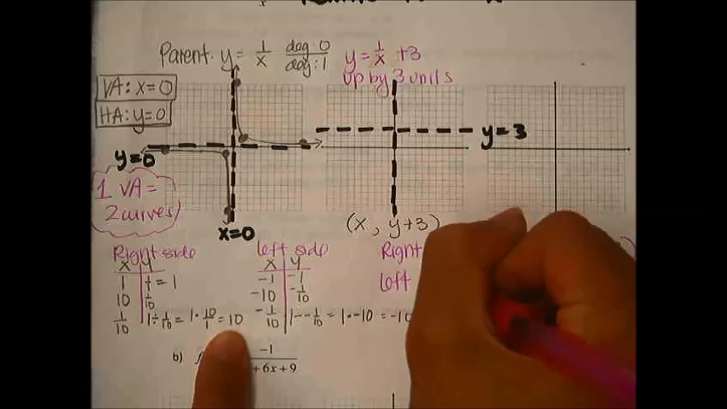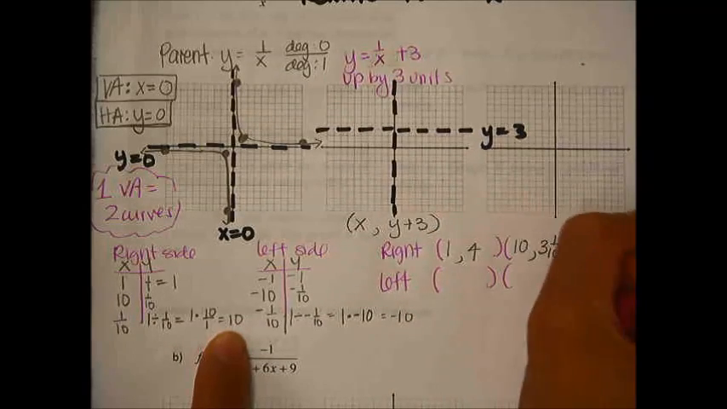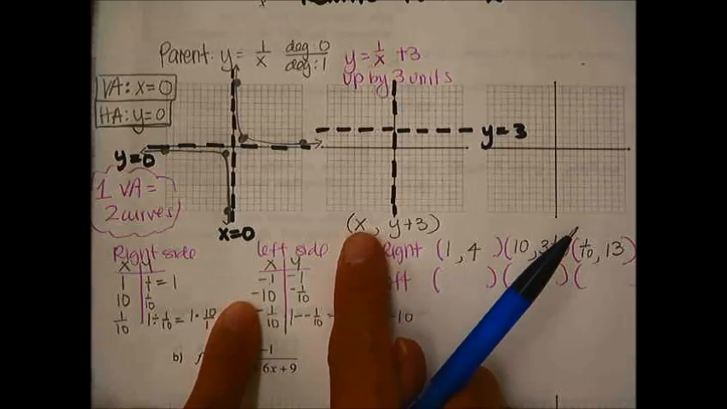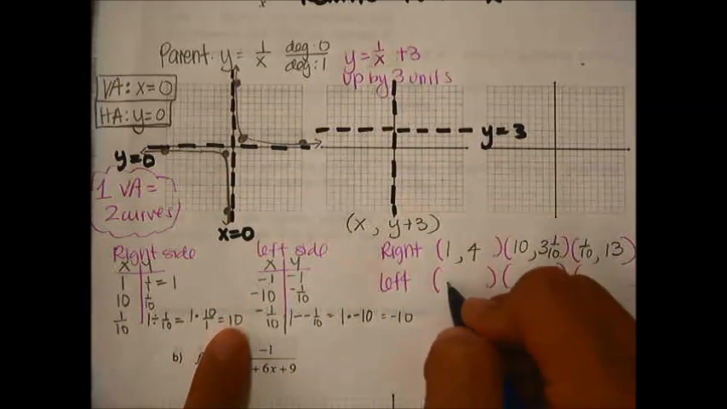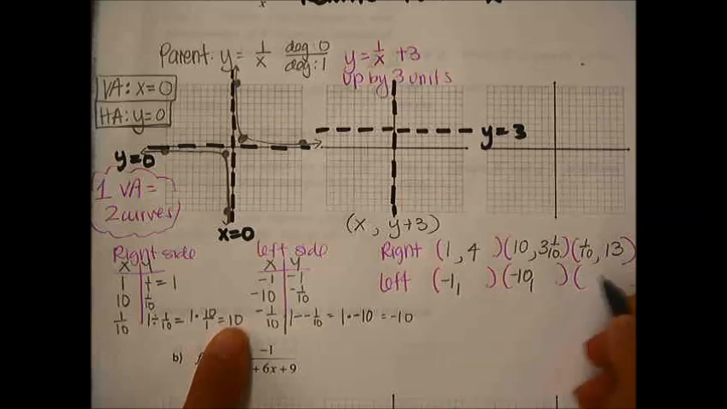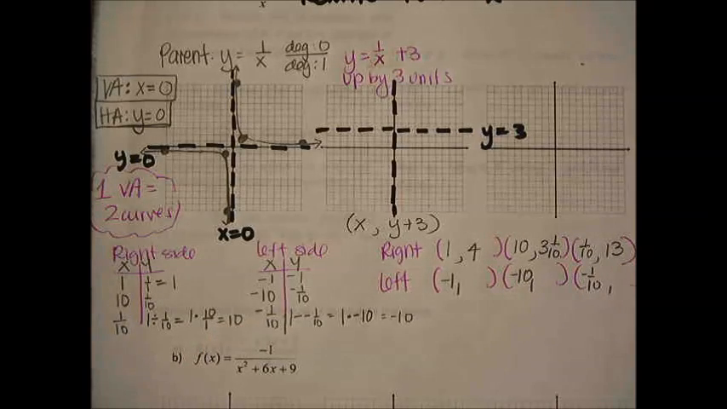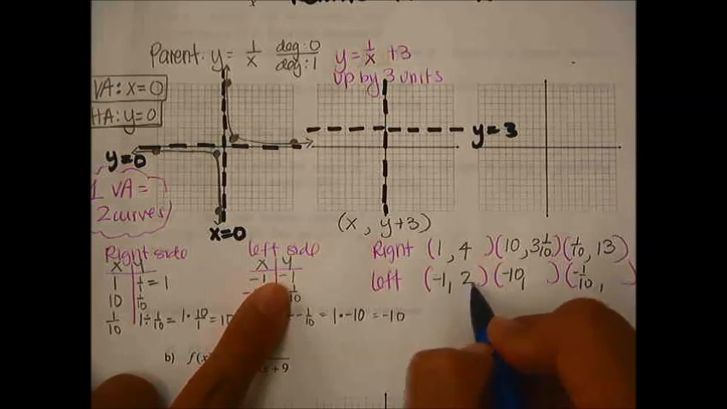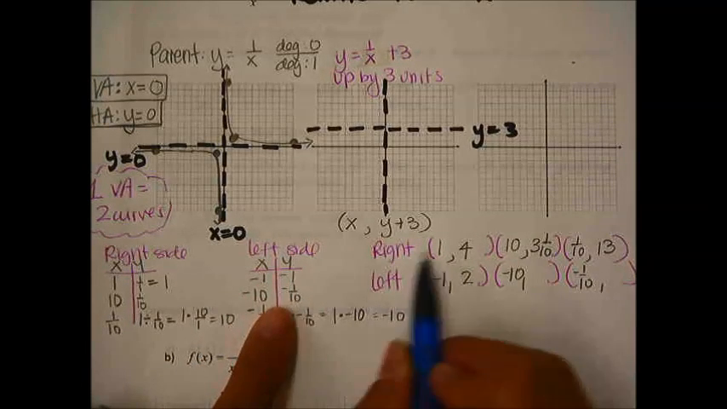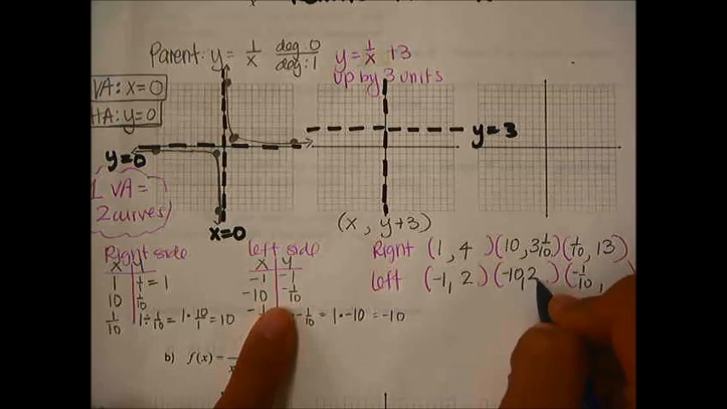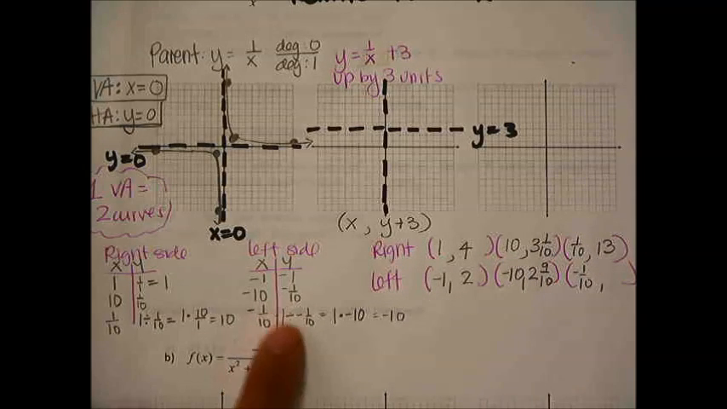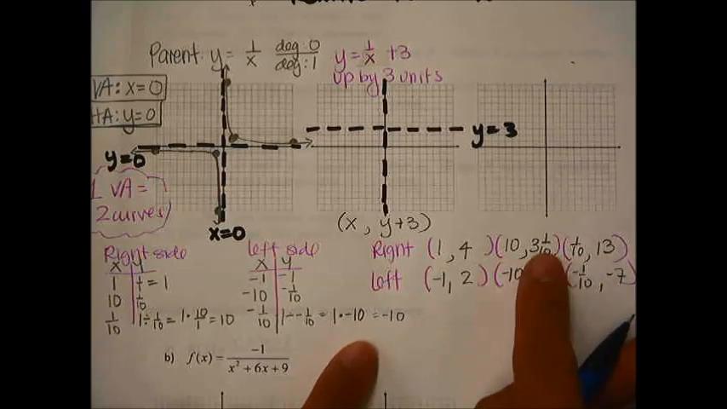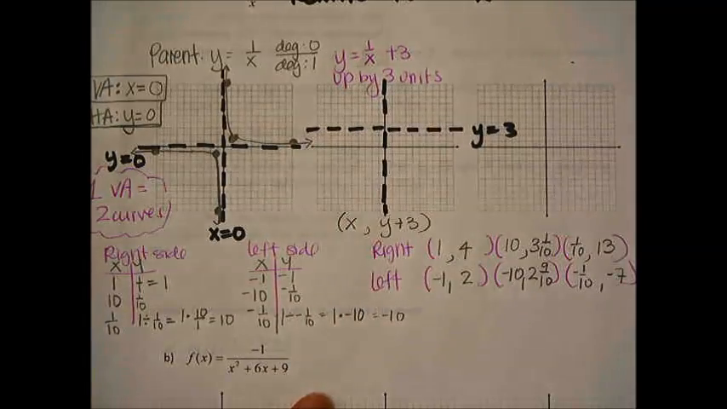Left. Three points. Again, the inputs do not change according to my up by 3 units. So negative 1, negative 10, negative 1 over 10 will stay as is. Then negative 1 plus 3 is going to be a positive 2. Negative 1/10 plus 3 is a positive 2 and 9/10. Negative 10 plus 3 is going to be a negative 7. So these are my points for this second graph, which is our final graph.